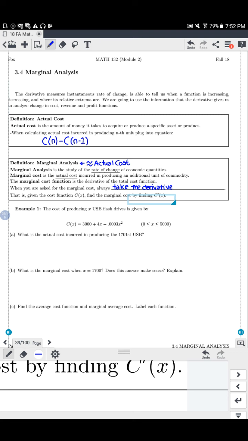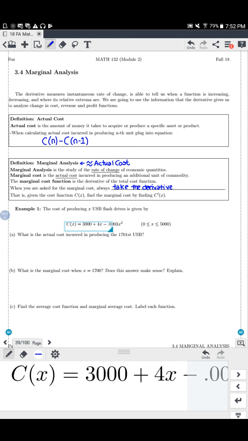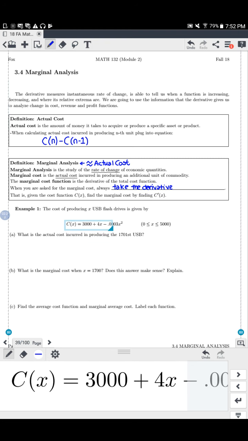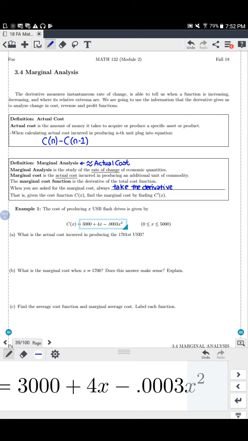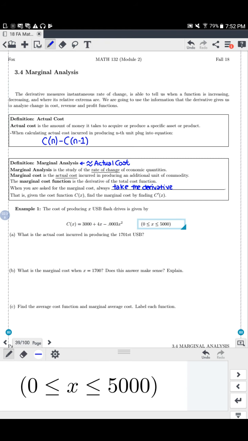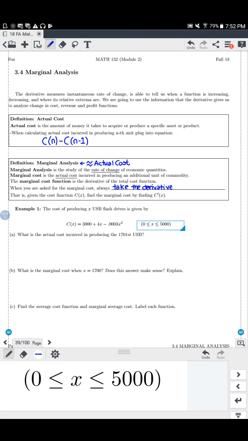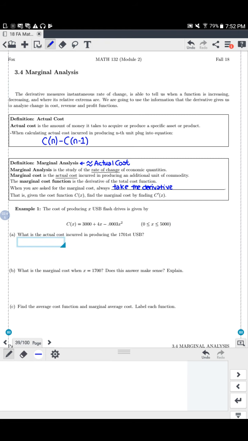So let's use that in this first problem. We have the cost of producing x USB flash drives given by this total cost function C of x. Capital C always stands for total cost. It's 3,000 plus 4x minus 0.003x squared. This is approximate for between 0 and 5,000 USBs. So they're only capable of producing between 0 at the least and 5,000 at the most. But we don't really do much with that quite yet. We'll see that more in section 4.4.